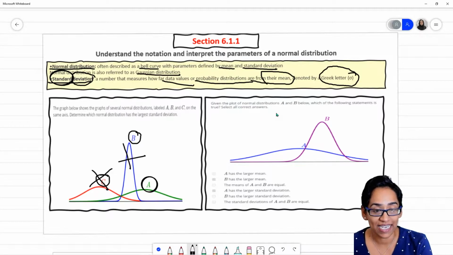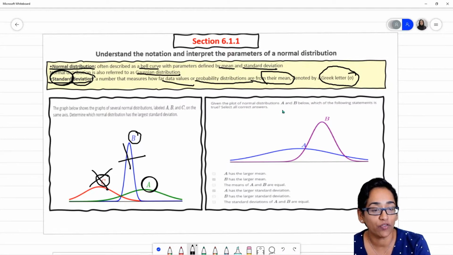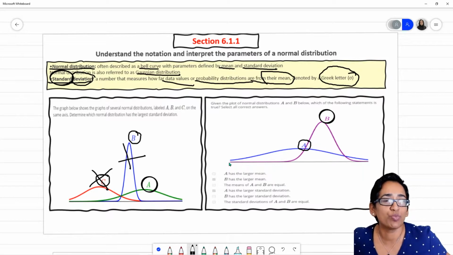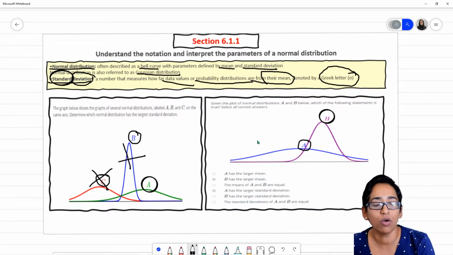Now let's go ahead and take a look at the next one. Given the plot of normal distribution A and B below, which of the following statements is true? Select all correct answers. Now let me go ahead and take a look. So I have my curve A and I have my curve B. Very good. As you can see, A is much more spread out. So I know A has a larger standard deviation.